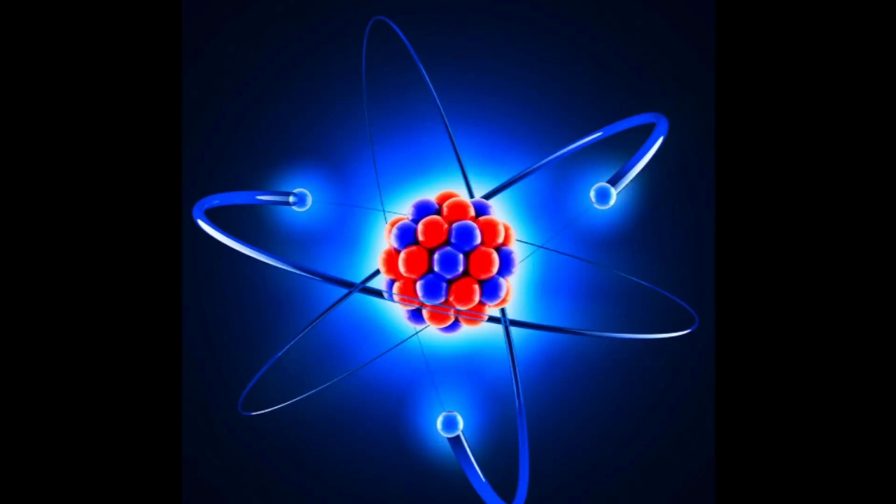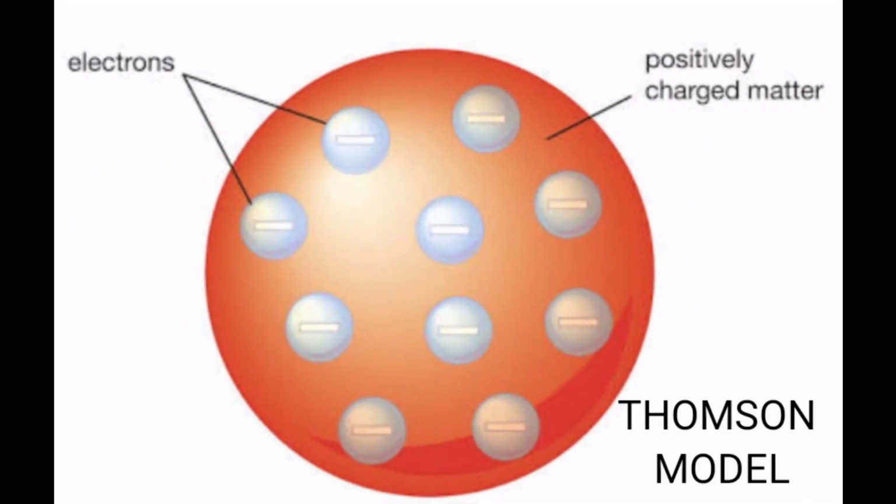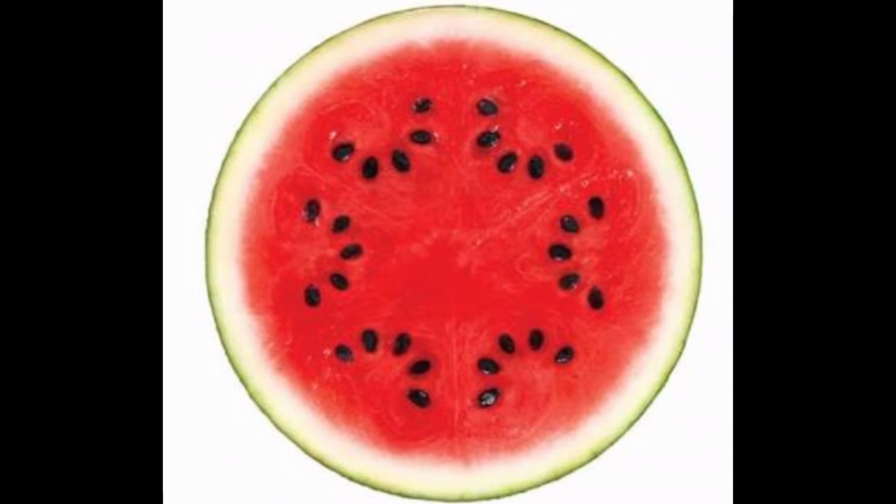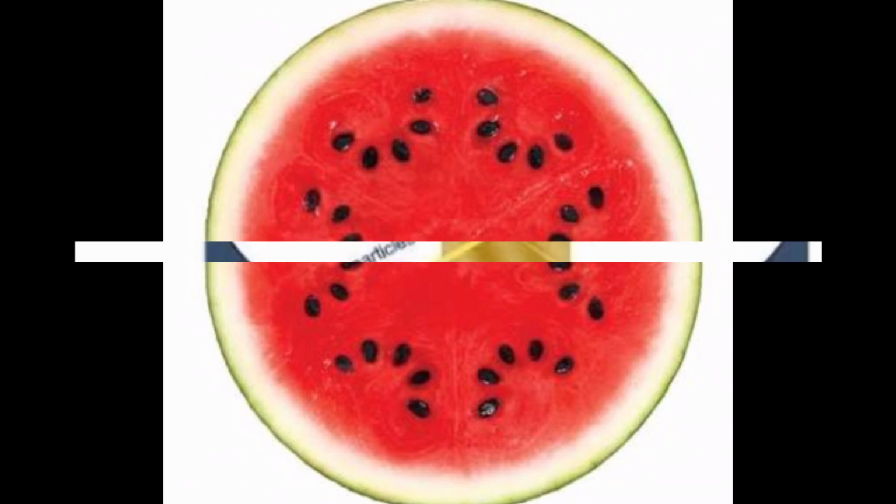Today we will discuss the atom. An atom is the smallest particle of matter. First of all, we will discuss the model of an atom. An atom consists of a positively charged sphere, and the electrons are embedded in it the same way as seeds in a watermelon. The red part is the positive charge, and the seeds were considered as electrons, the negative charge. The negative and positive charges are equal in magnitude, so the atom as a whole is neutral.